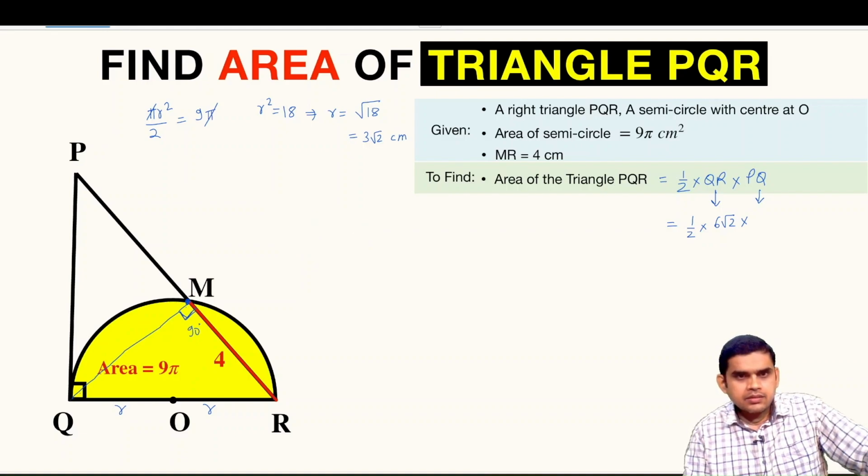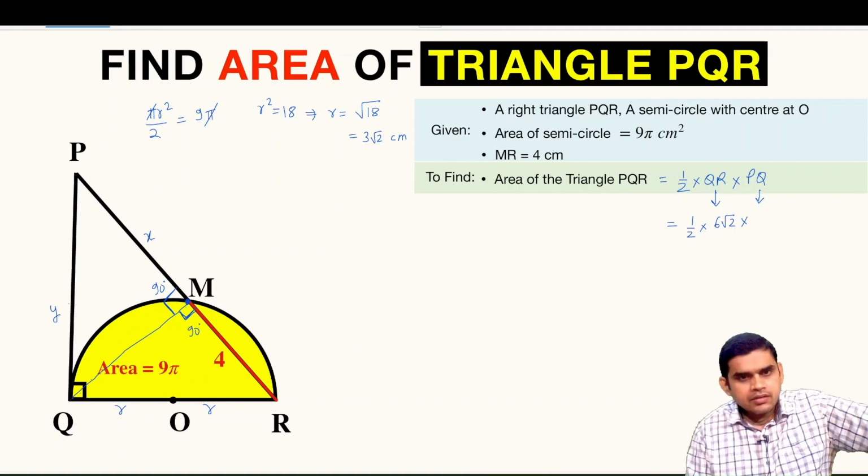Now let us take the length PM as X units and PQ as Y units. So PR is a straight line and this angle is 90 degree. So this angle is also 90 degree. So we have a right angle triangle where this side is X, this is Y, and this is QM, which is not known to us. So we can compute the value of QM first using the triangle QMR. Triangle QMR, we will use Pythagoras theorem here.